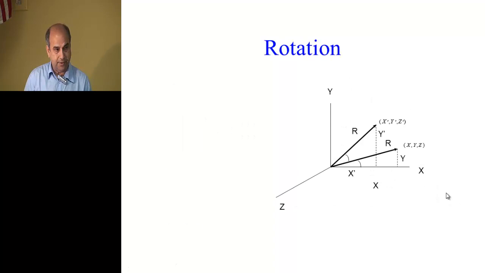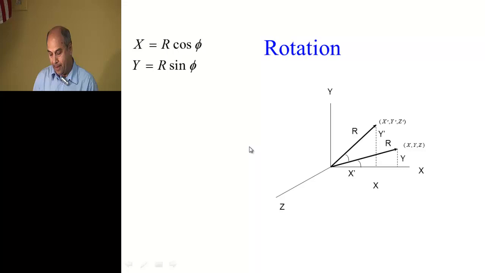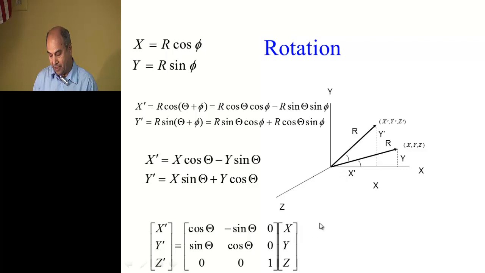So we have a vector here, we rotate around the z-axis, so it becomes like here, and we can relate x, y, z with x prime, y prime, z prime. We look at these angles, phi and theta, and we have done this before. So we will end up with x, y, z mapping to x prime, y prime, z prime, which involves these angles, cosine theta and sine theta. This is a rotation around the z-axis in the counterclockwise direction.